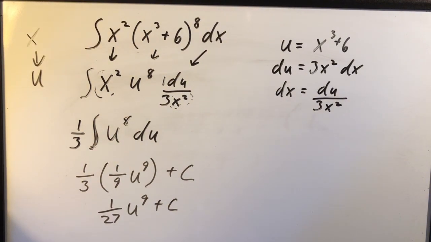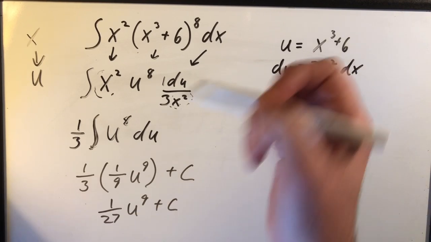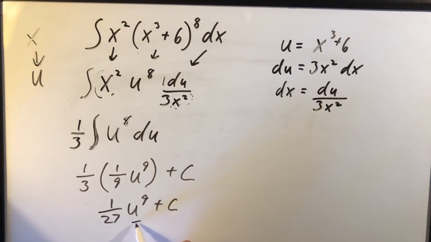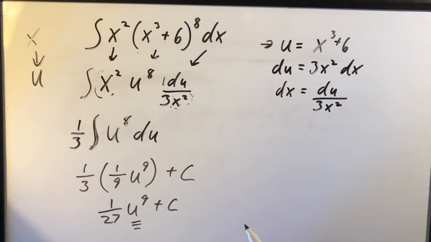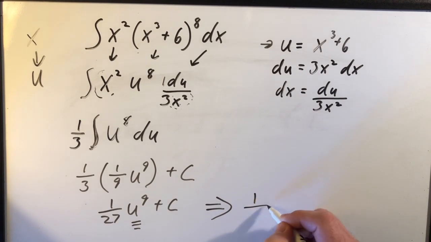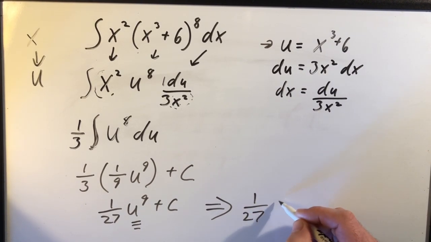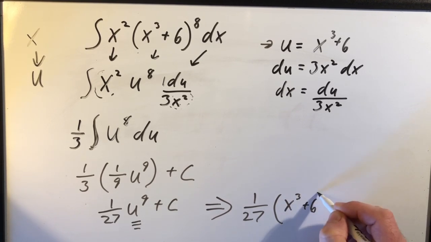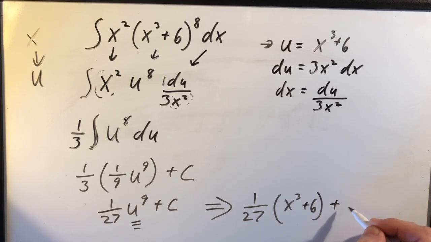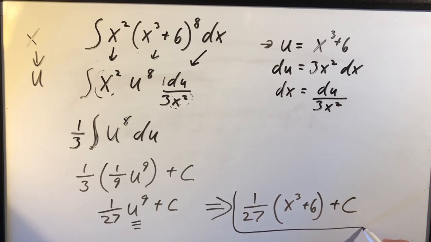Okay, so we're almost done. So we just have to go back to the x domain. So we've got to replace this u with the x domain side that we had over here in the original substitution. So we're left with 1/27 (x to the 3rd plus 6), okay, to the 9th, plus c. And that is our answer for that one. So simple enough if you look at that.